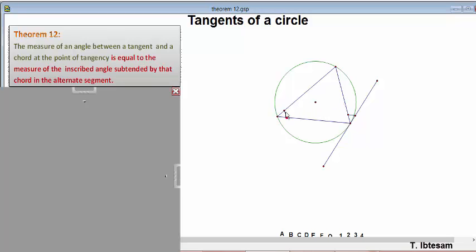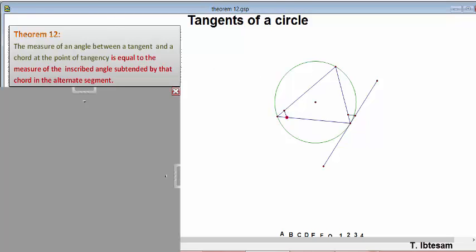Okay, so not any inscribed angle. We need the inscribed angle which is opposite to that chord. So this is the angle they're talking about. That said, the angle between the chord and the tangent at the point of tangency is the same as the inscribed angle which is opposite to that chord. Now they want me to prove this.